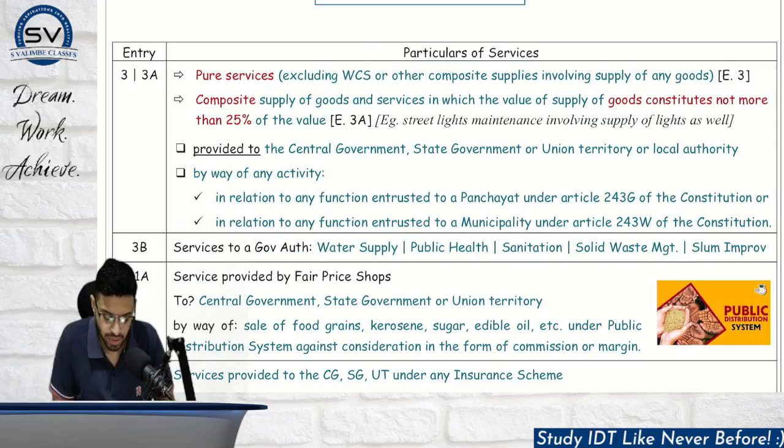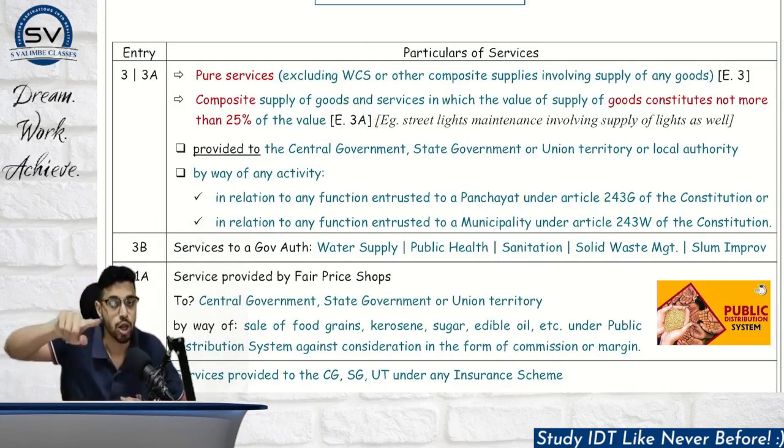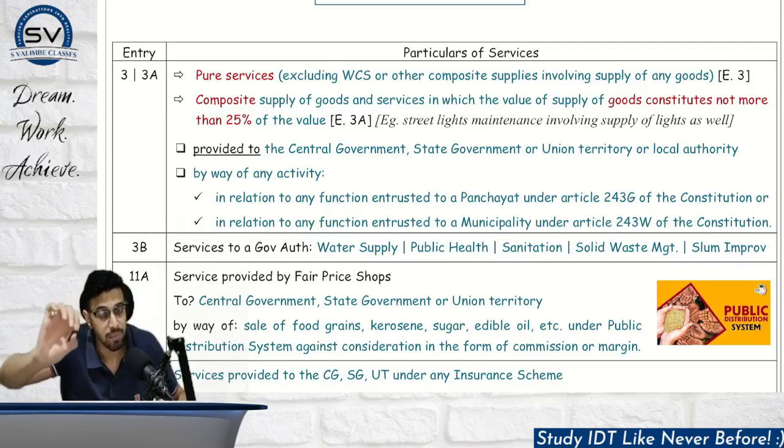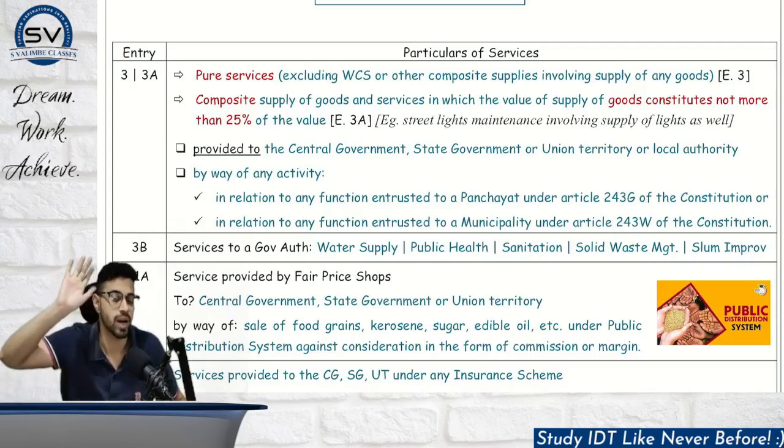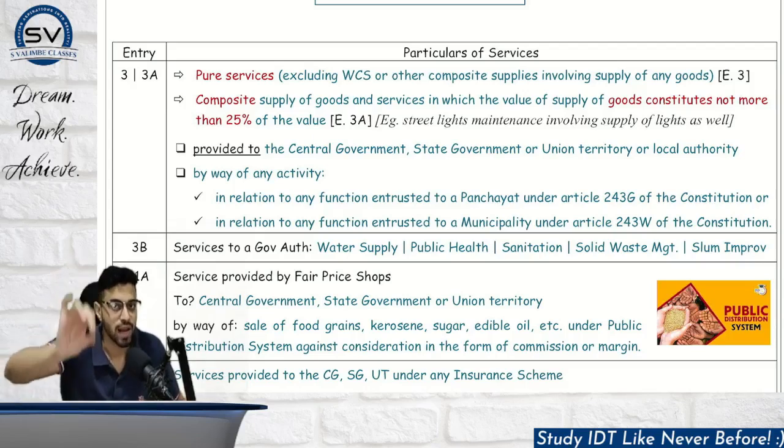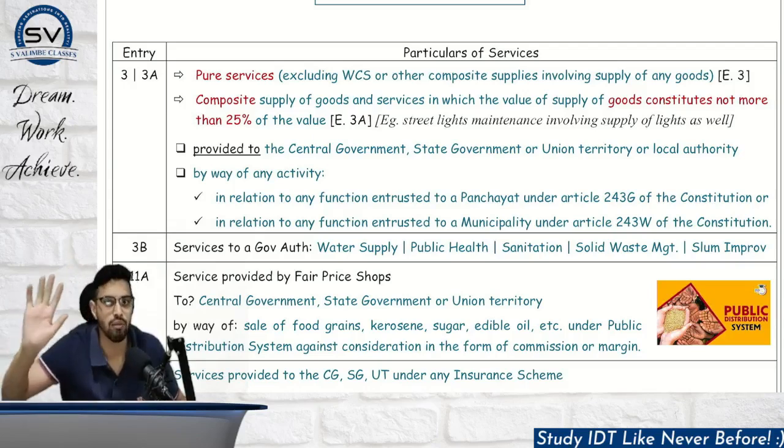Next, entry number 3A, composite supply of goods and services. So, if it is a composite supply of services and goods to government, it is exempt only if a condition is satisfied. What is the condition? The value of goods should not exceed 25% of the total entire value of supply.